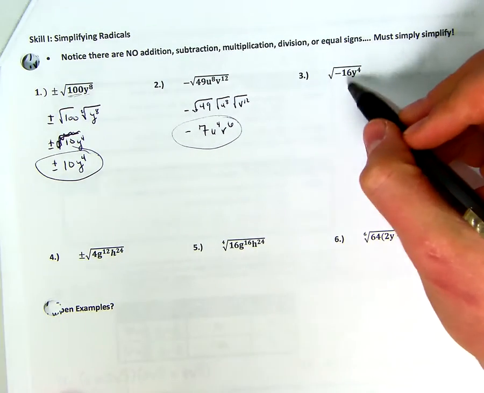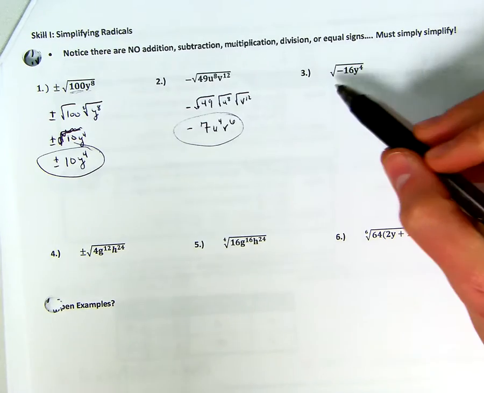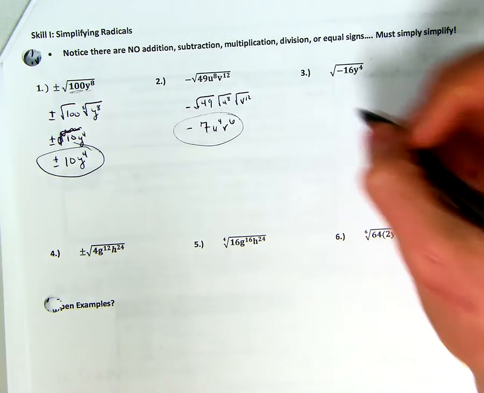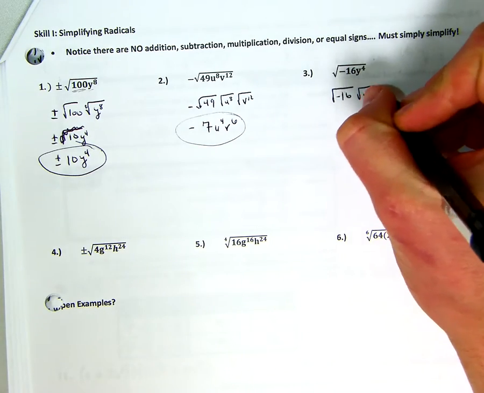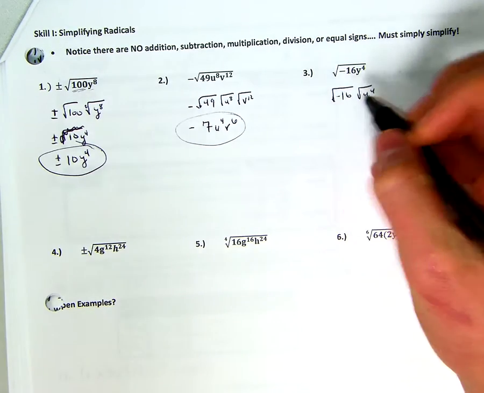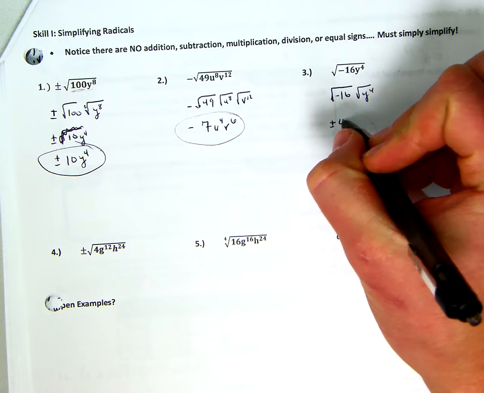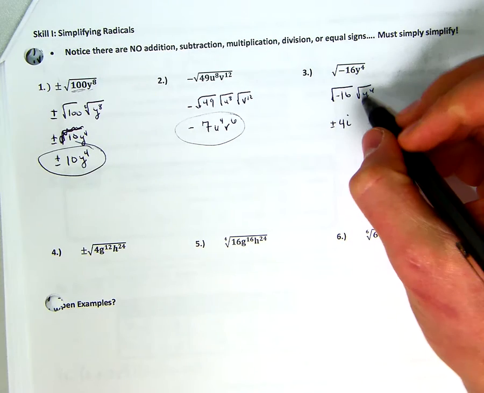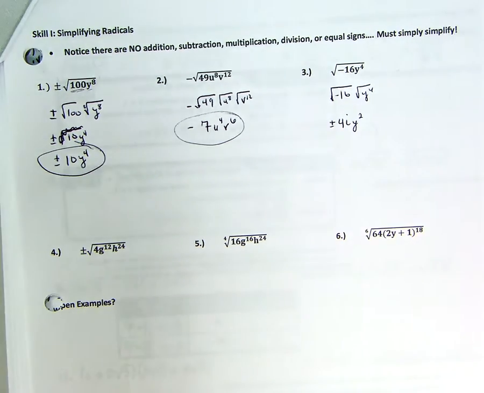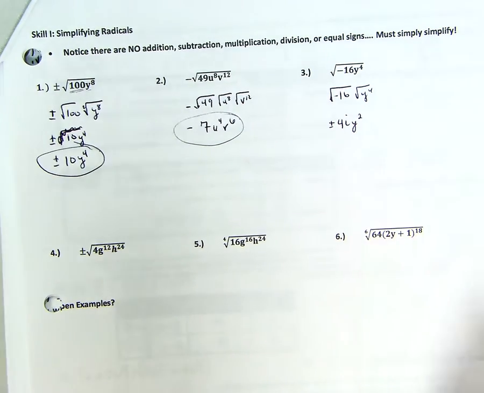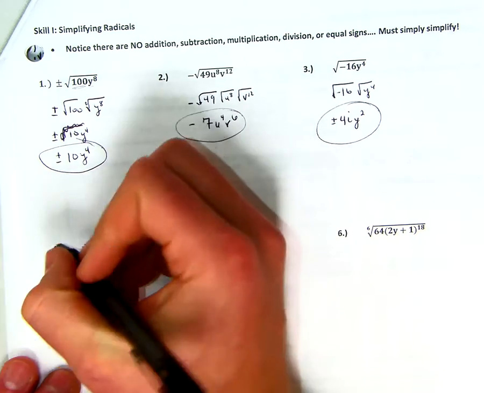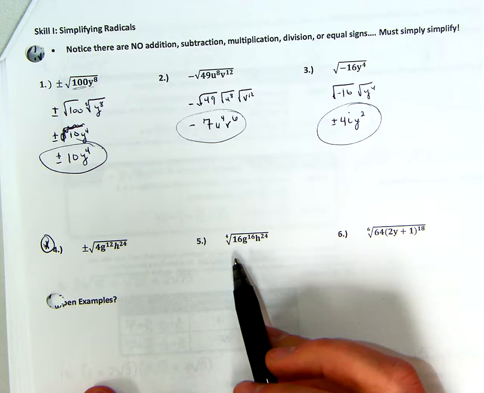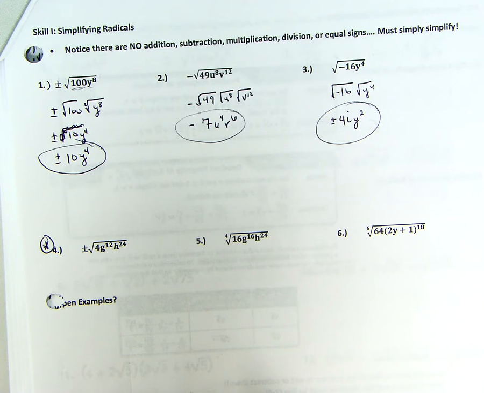This final part now. Number 3 is a little bit more tricky, right? You have negative 16. Notice how the negative is inside the square root. So you're going to have a negative 16 square root and then a y to the fourth. The square root of negative 16 is plus or minus 4i. And then you're going to have y squared there. 4 divided by 2, y squared. I'm going to let you try 4 on your own once I'm finished looking at these two.